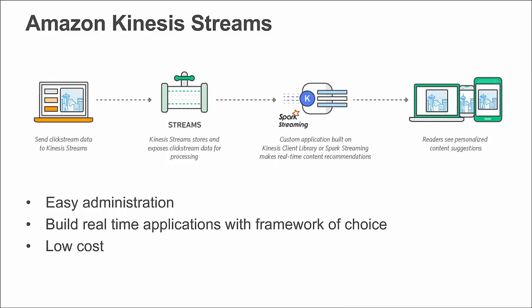Data by default will reside in a Kinesis stream for 24 hours, but you can adjust that to have the data be durably stored for up to 7 days. It's easy to administer: a couple of clicks in the console or a basic command line or API call to create your stream, and you build your own custom applications on the back end. And it's low cost. You pay per shard. We're not going to get into too many details around the sharding mechanism and the scalability component of Kinesis Streams, but it's on a per shard basis.